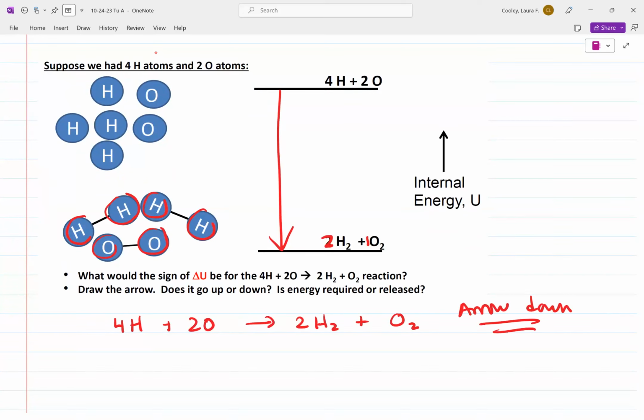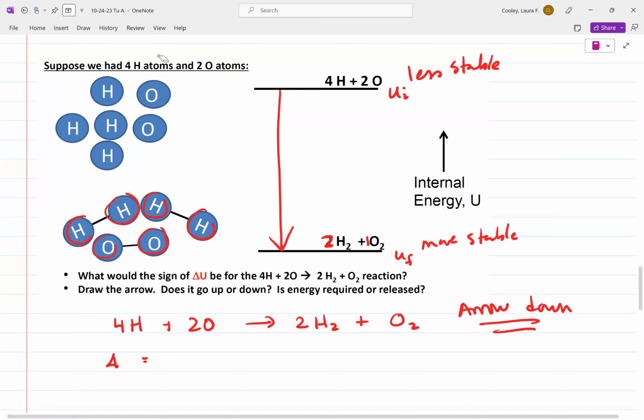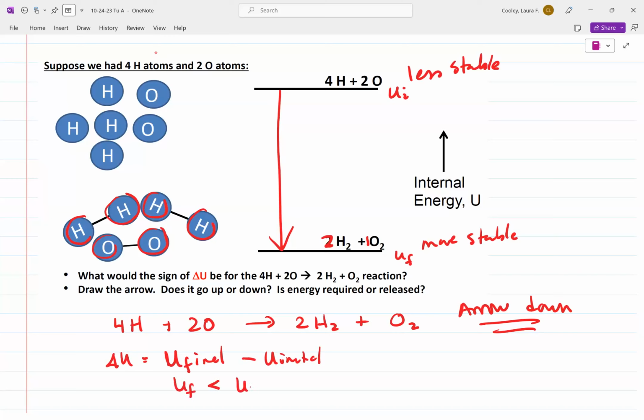We're going from a less stable situation to a more stable situation. This would be your initial and your final. Your final energy is lower than your initial. So when you subtract U final minus U initial, U final is less than U initial, so delta U is negative. Heat is released. It's exothermic.